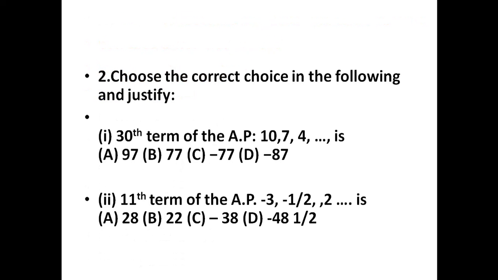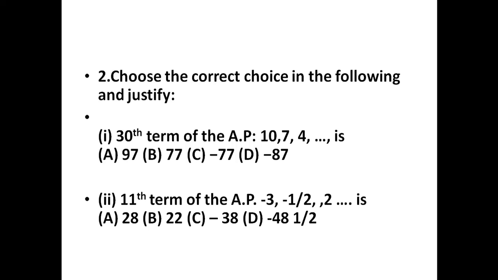Next question: choose the correct choice in the following and justify. The 30th term of the AP 10, 7, 4 is what? Four options are given, and you have to find which is the correct answer. This is what we are going to see now.